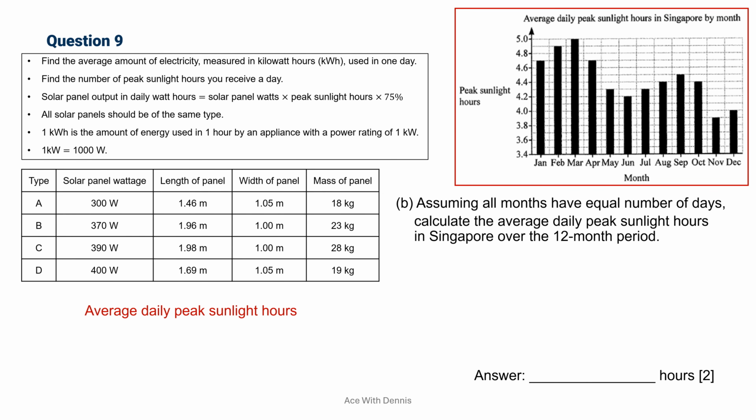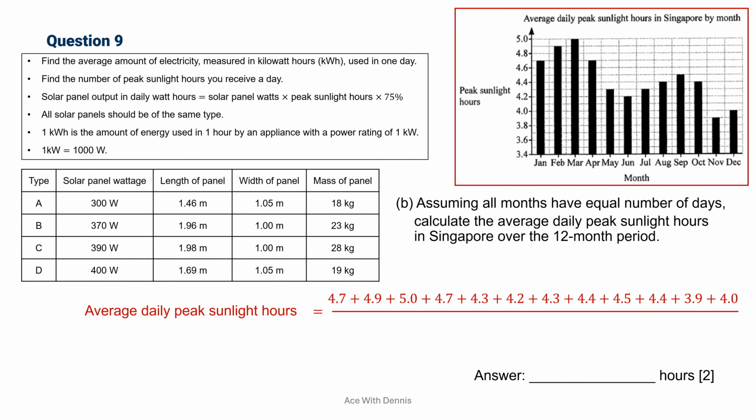The average daily peak sunlight hours will be the sum of all the average daily peak light by months, which is this number. So January is 4.7, February is 4.9, March is 5.0, and so on. We add all the way to the last month, December, which is 4.0. And then we divide by 12 months.